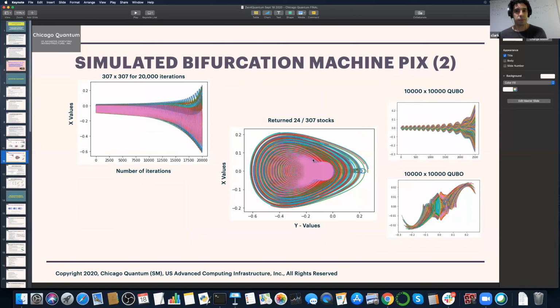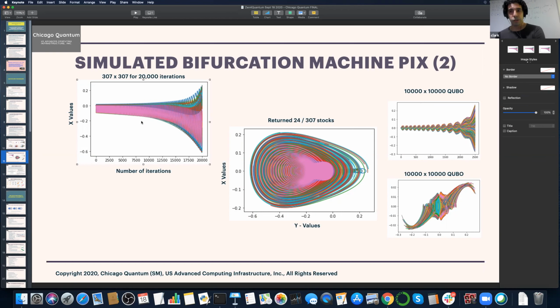Just for kicks, I tried some bigger ones. 307. So I was working with actual data of an electrical grid for about 5 years worth. So these are not stocks exactly, but this is information. A lot of them are highly correlated, and you can see it picked 24 out of 307. So it really is trying to find this sort of minimum correlation. That's what I was running, a minimum correlation. And it returns results in about 1 second. I didn't time it exactly, but it's very, very fast. 307 by 307 is, you know, enormous. And then one more 10,000 by 10,000 just to show that it can be done.